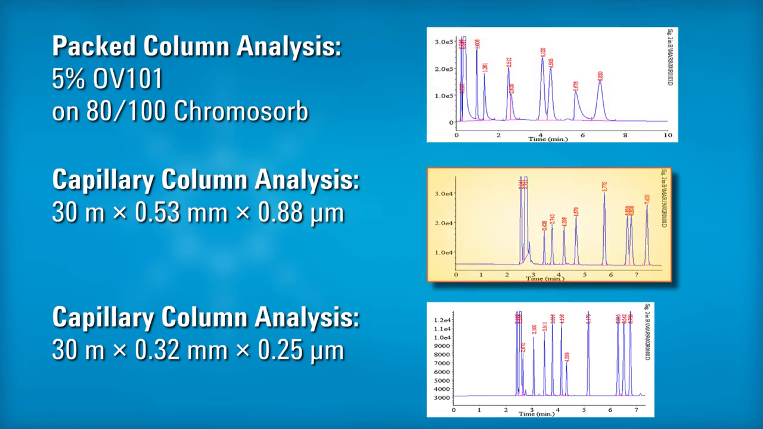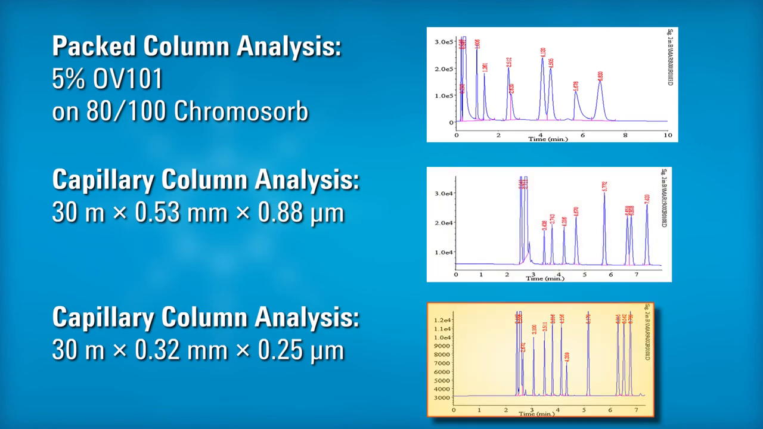The 530 micron column peaks are sharper, with about the same analysis time and much better separation. On the 320 micron column, the peaks are even sharper, and now all the compounds are completely resolved. In conclusion, the analyst can achieve better resolution, that is, separation, and better efficiency or sharper peaks as the column diameter becomes narrower.